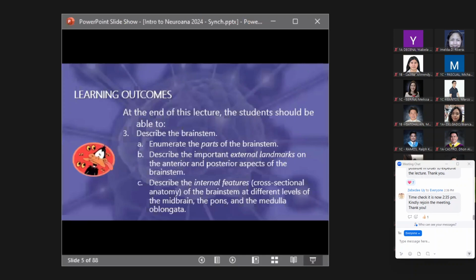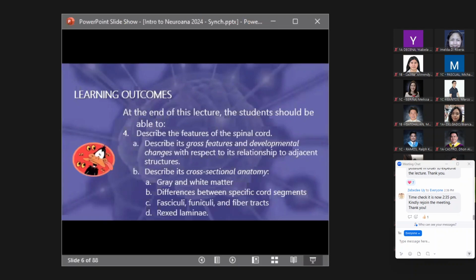And then the brainstem, which is part of the brain: identifying its parts, what the external landmarks are, as well as the internal features, meaning the cross-sectional anatomy of the brainstem at different levels, with the three parts, the midbrain, pons, and medulla oblongata.